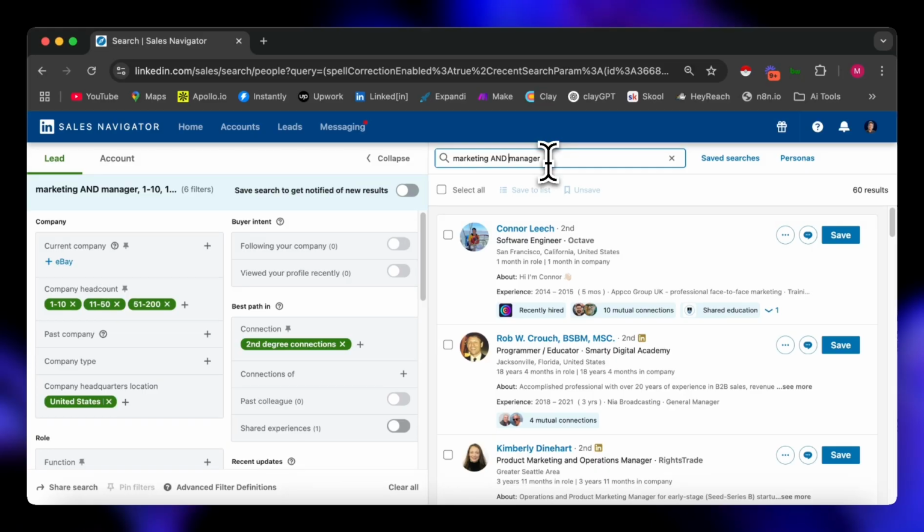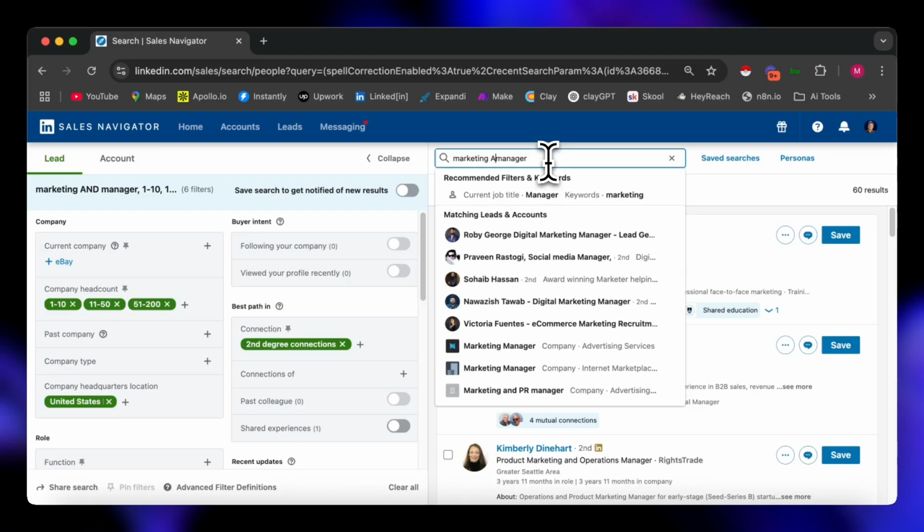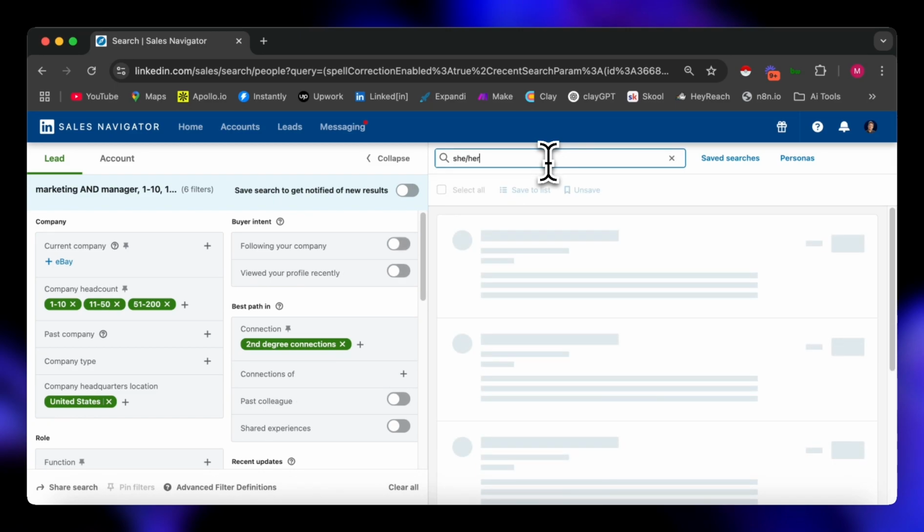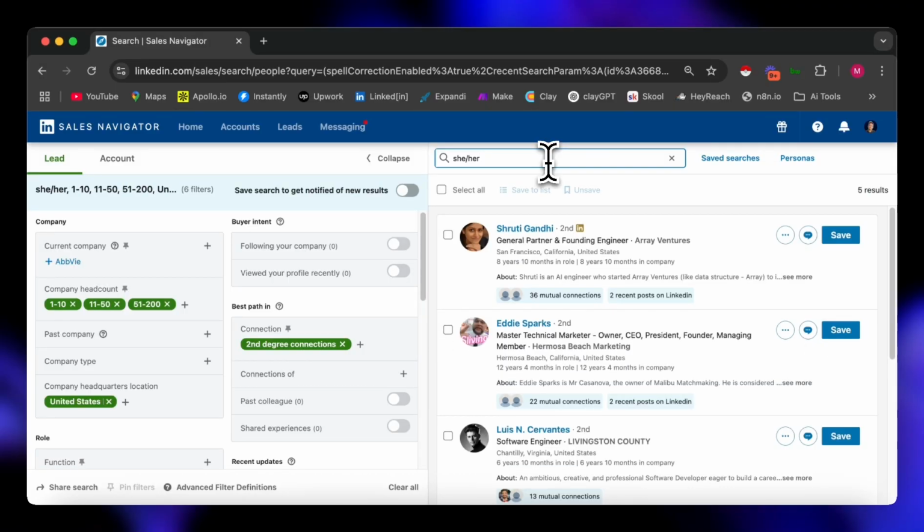I think I'm probably going a little deeper than I need to with this keywords feature. But what we can do is we can use she, her as well. I don't know how many software engineers we'll have. We have 5.